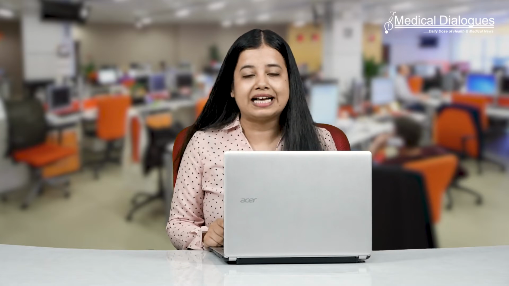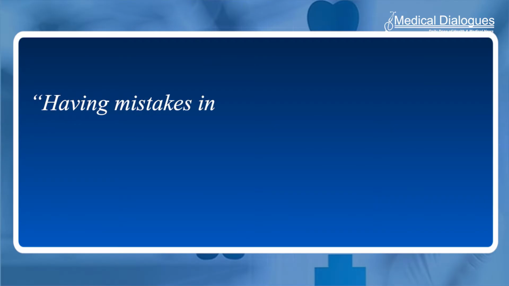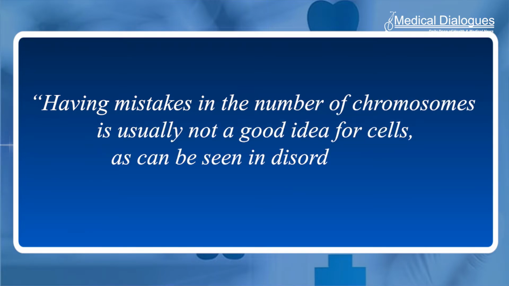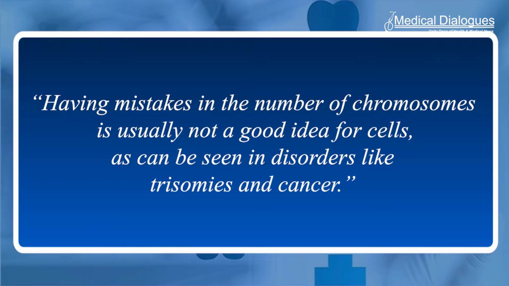According to Moura Bermudez, this shows that these 3 modern human amino acid changes in the proteins KIF18A and KNL1 are responsible for the fewer chromosome distribution mistakes seen in modern humans as compared to Neanderthal models and chimpanzees. He adds that having mistakes in the number of chromosomes is usually not a good idea for cells, as can be seen in disorders like trisomies and cancer.